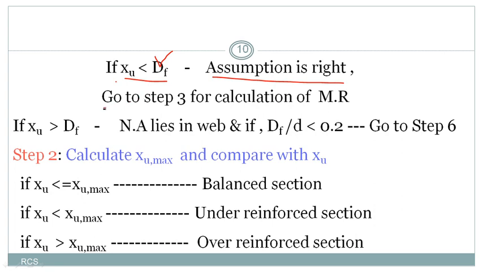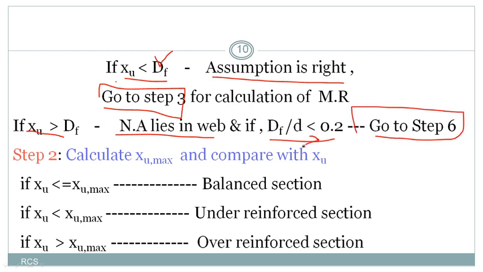And for calculating the moment of resistance, according to step number 3, we can calculate the moment of resistance, right? Second, if your xu is greater than Df, then your neutral axis lies in the web, and in that case we have two more steps. If Df by d is less than or equal to 0.2, then we can go for calculation of moment of resistance with respect to step number 6. And if Df by d is greater than 0.2, moment of resistance will be calculated with respect to step number 7.